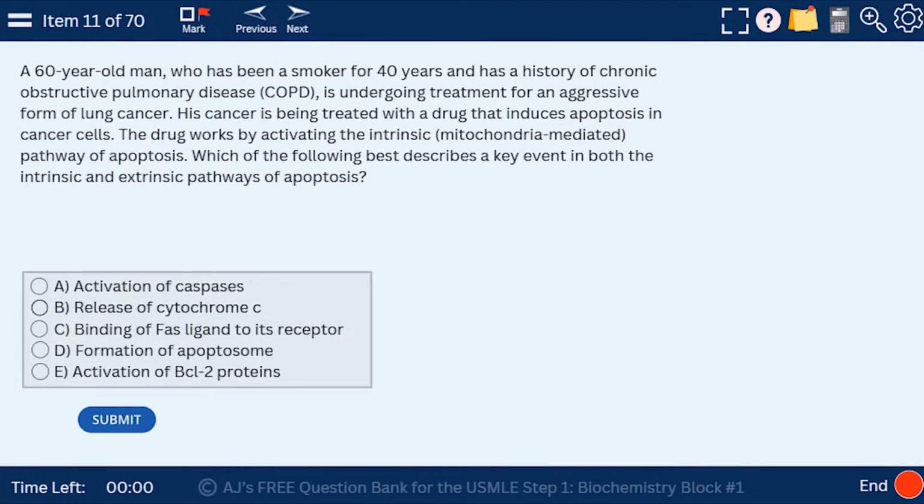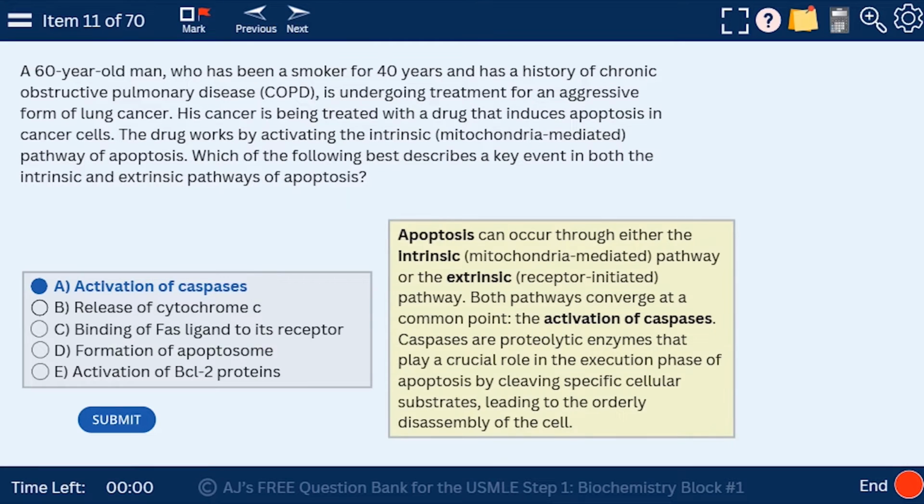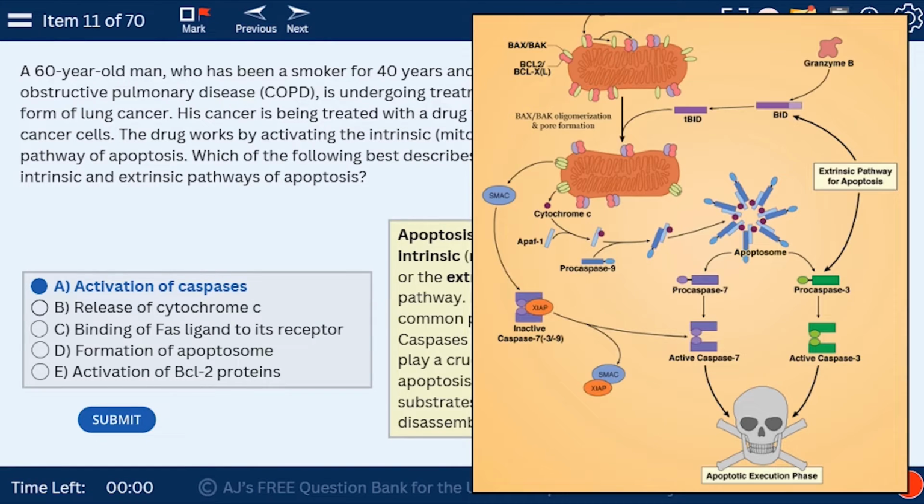Question 11, this is just asking us what's a key event in the intrinsic and extrinsic pathways of apoptosis, and that's the activation of caspases. You could take a look at that over here, that both pathways converge on the activation of caspases, and here's just a nice representation of the apoptosis of the intrinsic and extrinsic pathways that they converge on the activation of caspases.